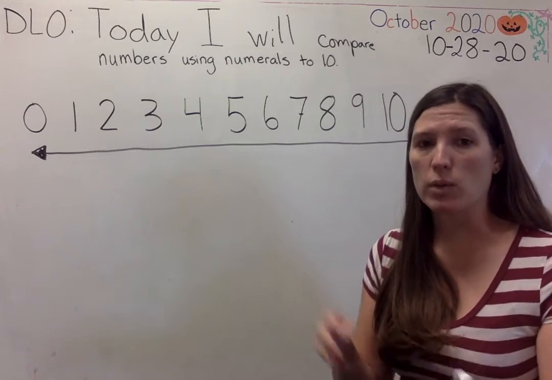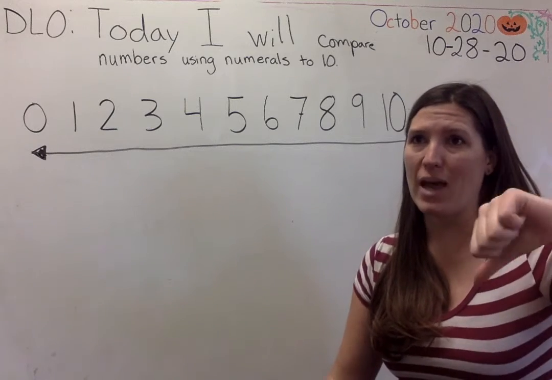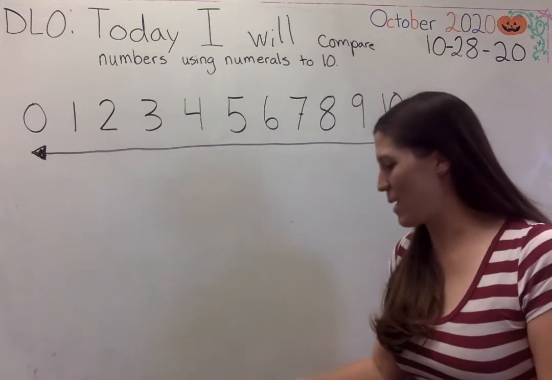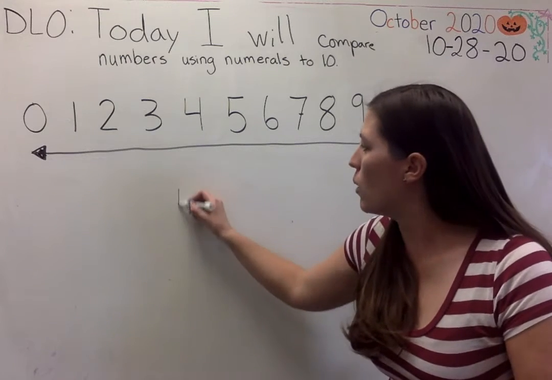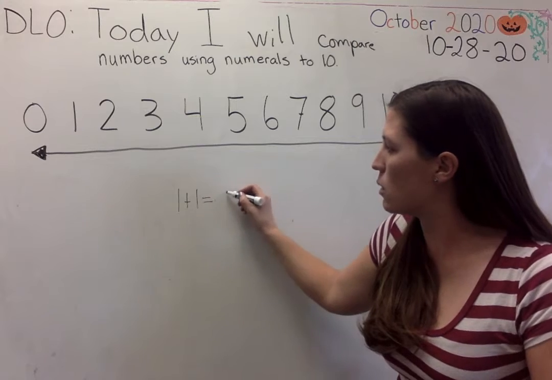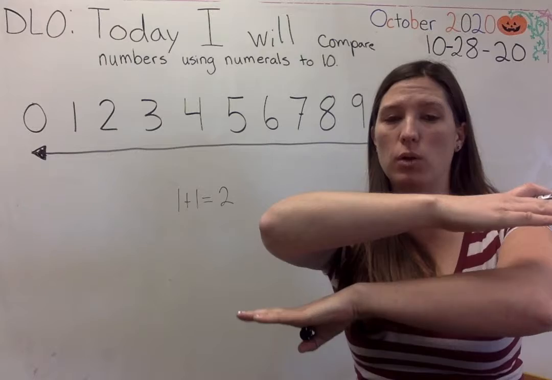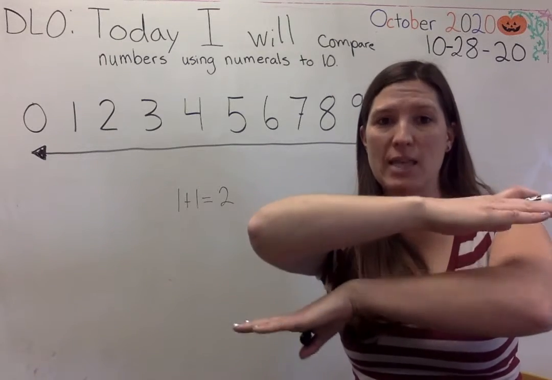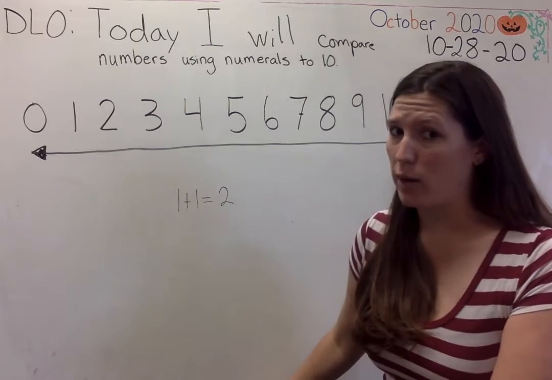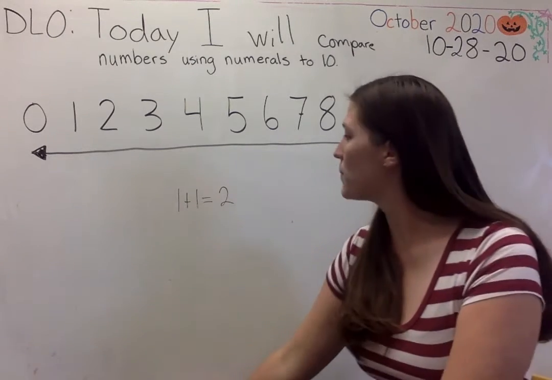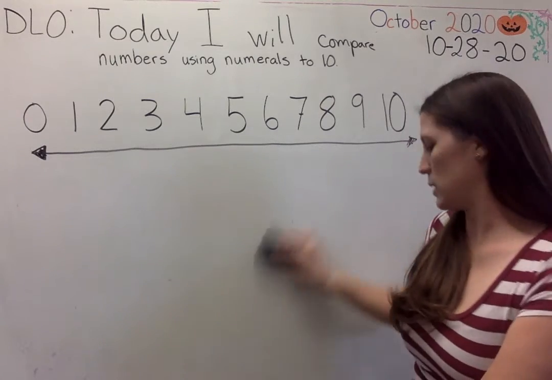So when we're comparing, we're seeing which group is greater, which is more, or less, not as many. We're also going to add in equals. So when we write an equation, 1 plus 1 equals 2. Equals, put your arms up like this. Say equals. Equals means the same. So we're going to use greater, less, and equals to.